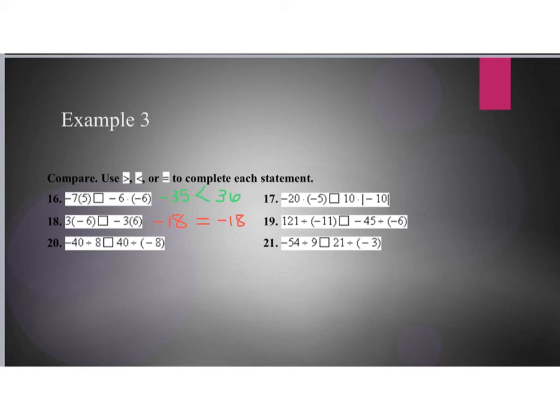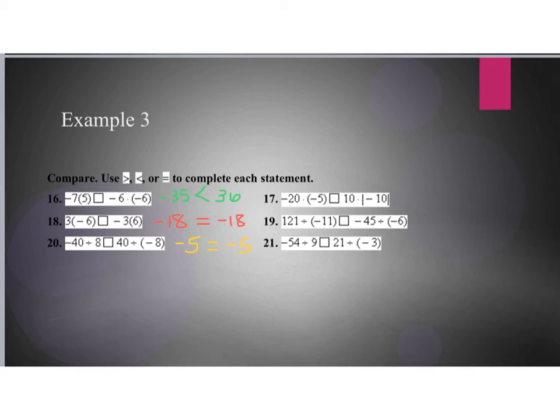For number 20, we have negative 40 divided by 8. Well, a negative divided by a positive will give me a negative 5. On the other side, I have 40 divided by a negative 8. Well, a positive divided by a negative will also give me a negative, and this will give me negative 5. So again, I see that these two quantities are equal.